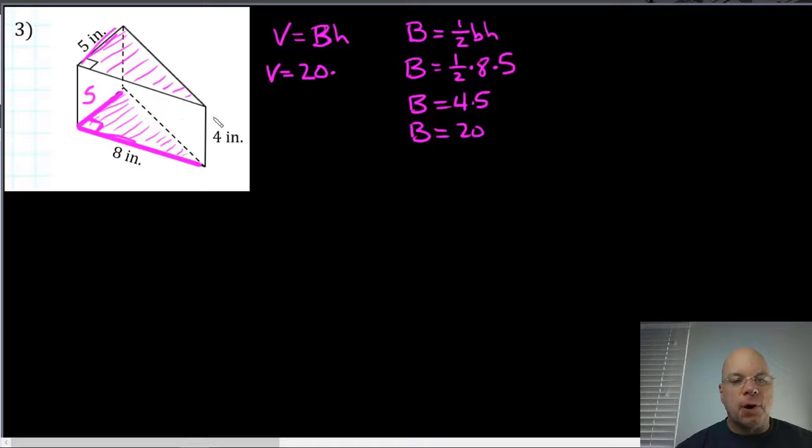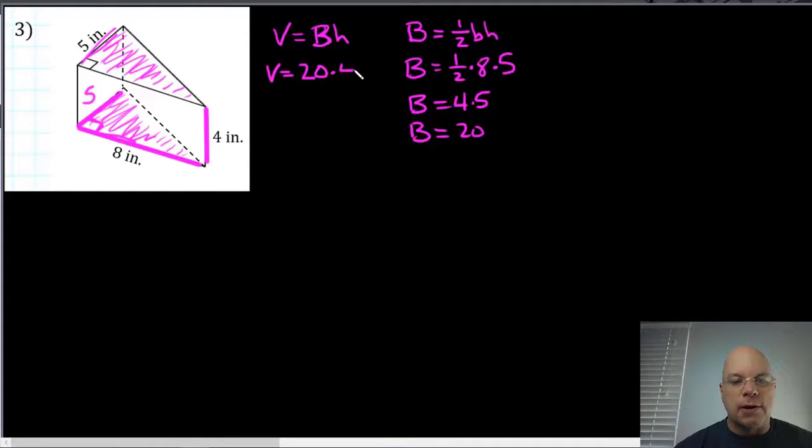Now the height is the perpendicular distance between the parallel bases. I have a base down here and a base up here. How far apart are they? They're 4 inches apart. So that's a different height than this height. So you have to sort of get used to which dimension means what. That's the hardest part of this. So how far apart are these two triangular bases?